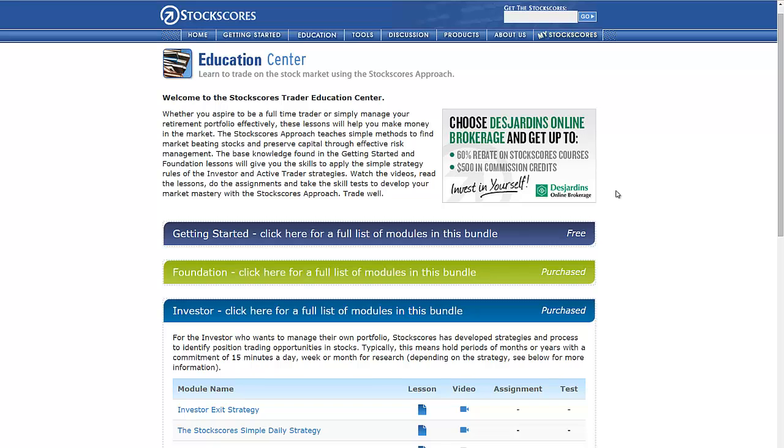So hopefully this has been a good overview of the Stockscores Education Center. I encourage you to work through the free Getting Started videos and then consider the Foundation, Investor, and Active Trader bundles if you want to take your trading to a higher level. Trade well.